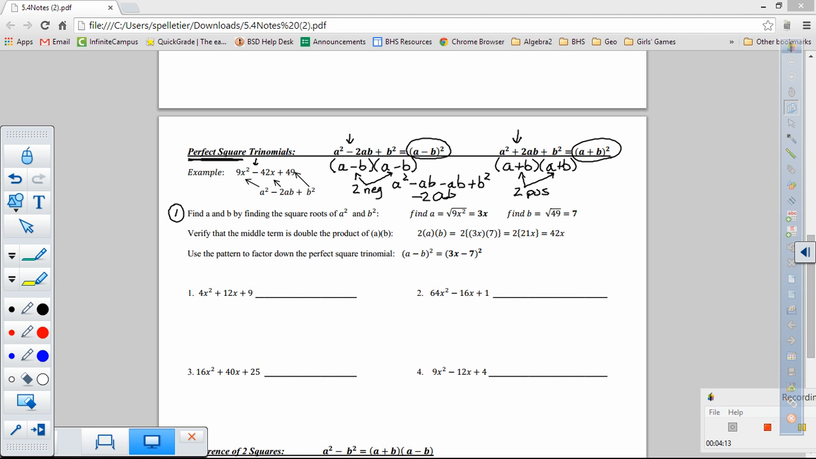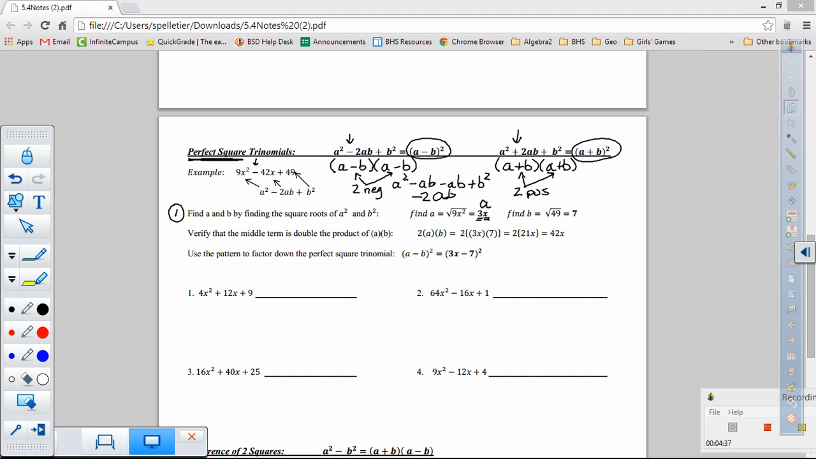So the easiest way to do that is to do it in parts. What did you multiply by itself to give you 9? 3. 3 times 3 is 9. What did you multiply by itself to give you x squared? X. X times x is x squared. So your a term is 3x. Okay? So then you do the same thing with your b. So this is a.